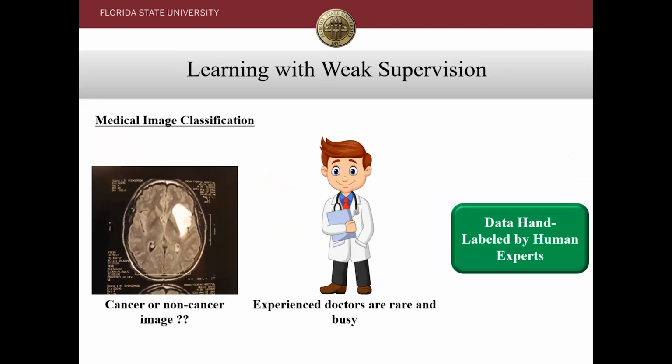So just to demonstrate the idea through an example, let's say we are working on medical image classification. We want to train a deep learning model which will predict whether a given medical image is a cancer image or a non-cancer image. We need an experienced doctor to label a lot of samples for us. And as we all know, experienced doctors are rare and busy. So we can't really expect a doctor to hand annotate a lot of samples. So here, weakly supervised machine learning becomes extremely important. You need to develop a reliable prediction model, a reliable deep learning model, but you can't expect a human annotator to give you a lot of samples.